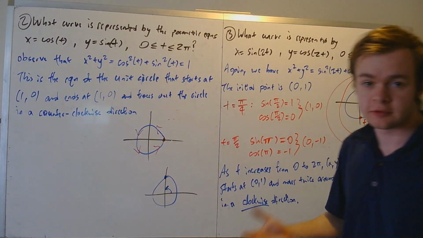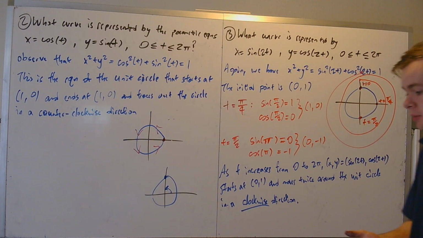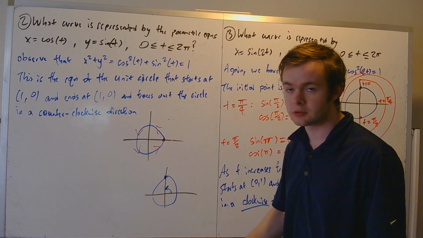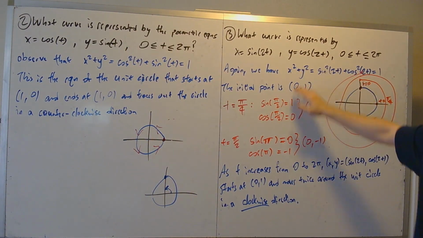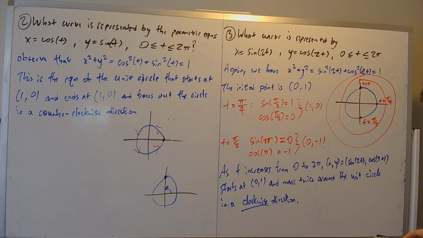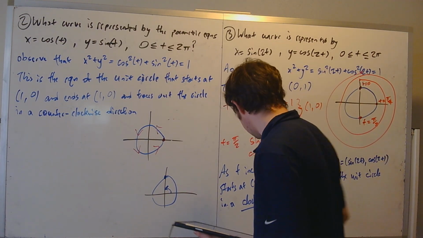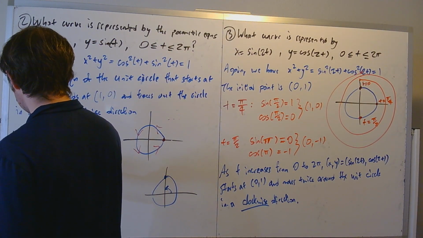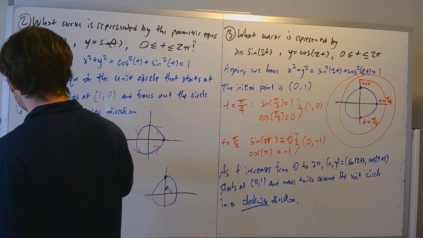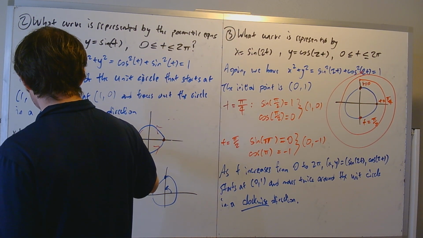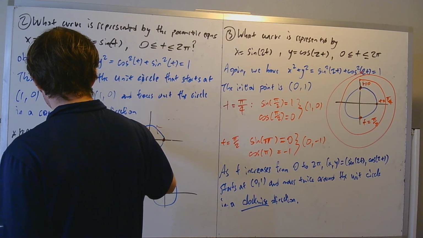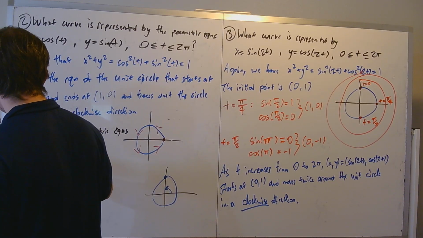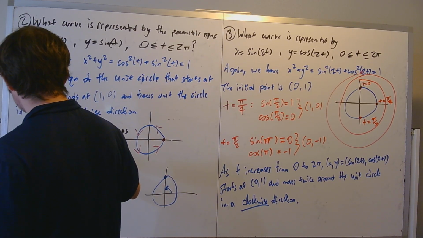So as I said here, different sets of parametric equations can represent the same curve. So let's say you just wanted a set of parametric equations to describe the unit circle. Well, this would have been a choice, but this would have also been a choice, right? Let me write this down. Different sets of parametric equations can represent the same curve.